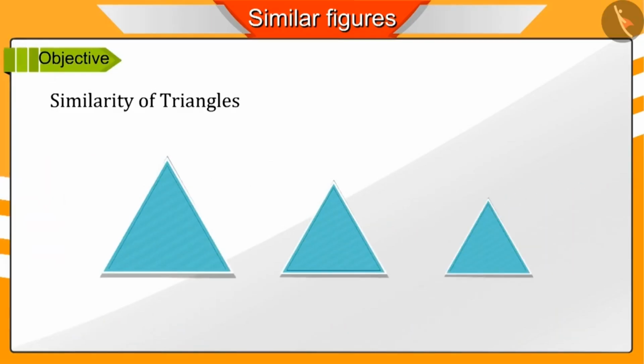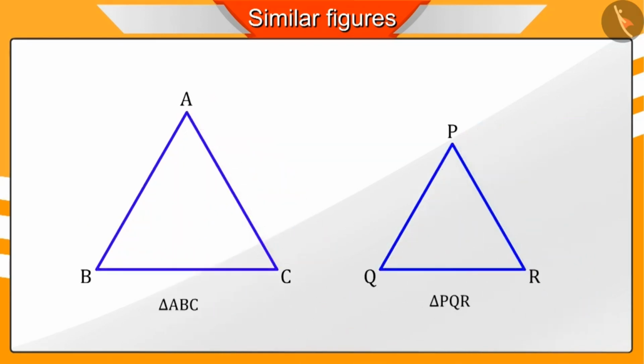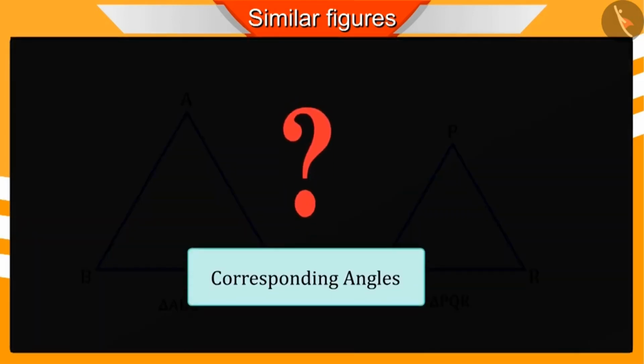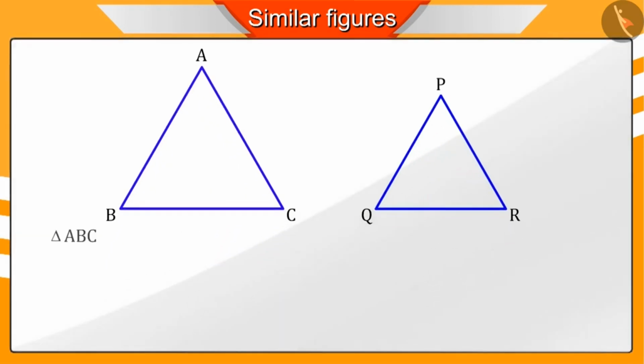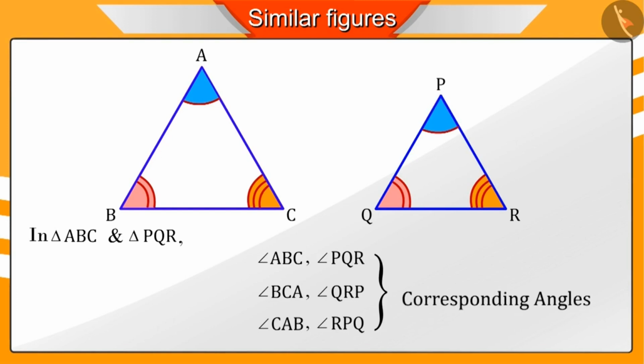We learn about the similarity of triangles. Here, we have two triangles, ABC and PQR. Can you name the corresponding angles of these triangles? Absolutely correct. Here, angles ABC and PQR, angles BCA and QRP, and angles CAB and RPQ are the corresponding angles.